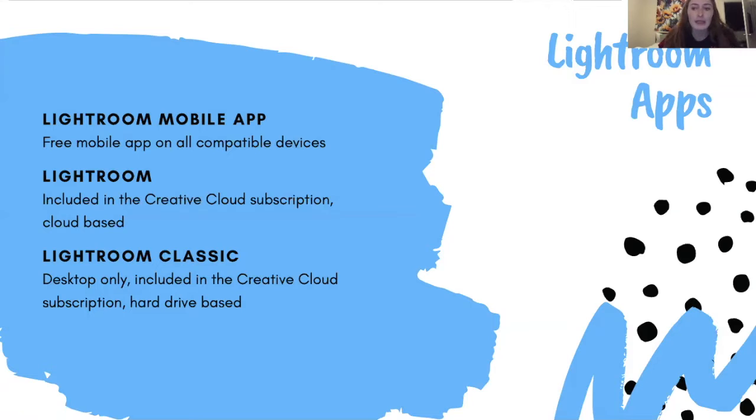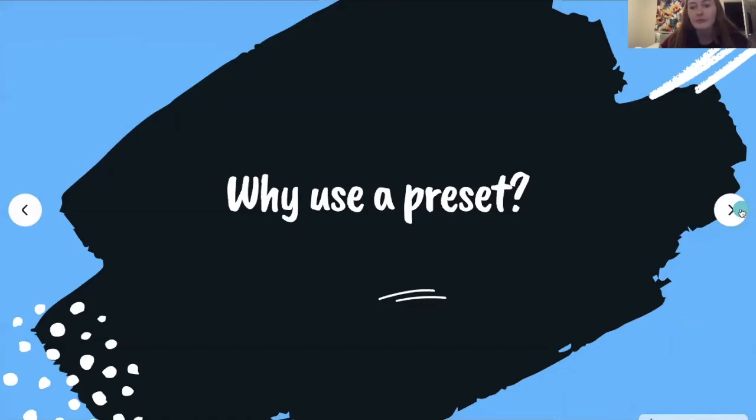Lastly, there's Lightroom Classic, which is a desktop-only app, and this is also included in the Creative Cloud subscription, but it is hard drive-based, not cloud-based, so everything is just on your computer. I don't have that much experience with this one, but I'm pretty sure that it's a little bit more advanced if you need some more advanced settings. But again, I'm not too sure about this one. I'm more familiar with the Lightroom mobile app and regular desktop app, and those are the 2 that we'll be going over today.